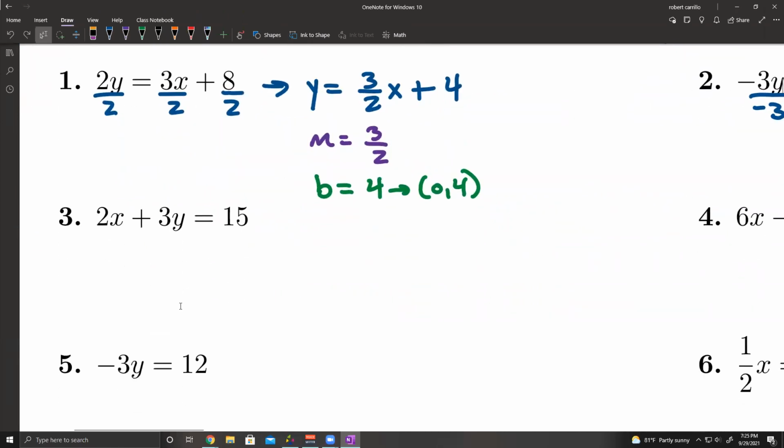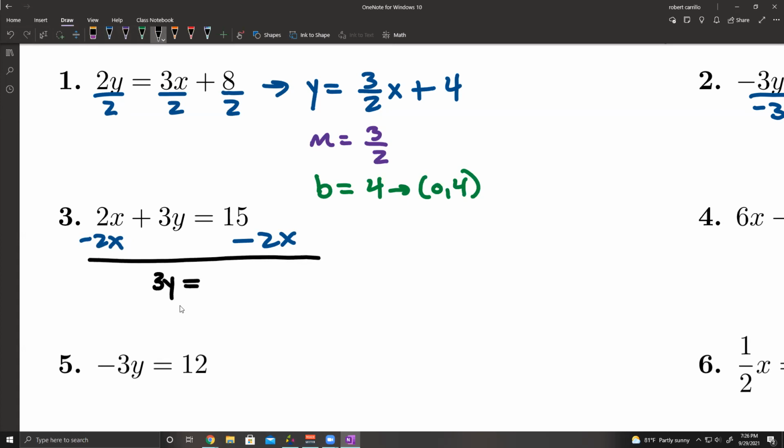Number 3. Again, solve for y. 2x plus 3y equal to 15. We want y by itself. So what am I going to move to the right side? 2x. We need to get rid of that guy, and I'm going to move him to the right side. The only way to move him is by what operation? Subtraction. You subtract it. There's my operation line.